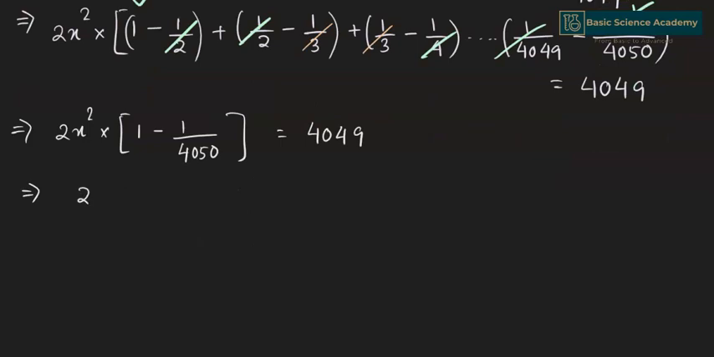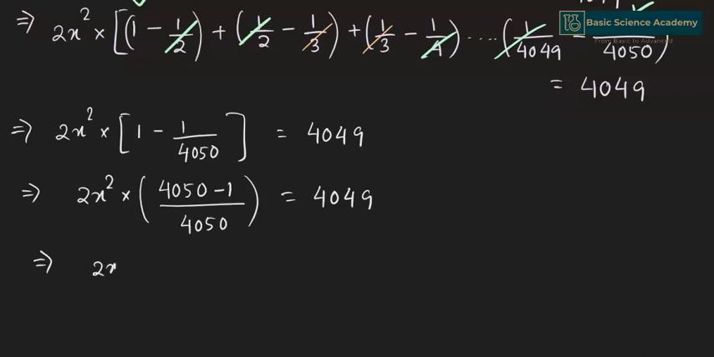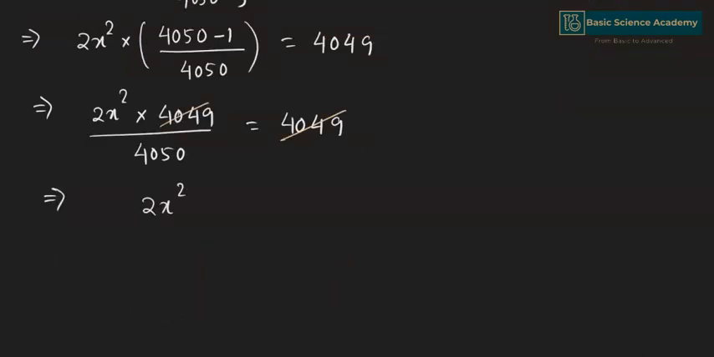This gives 2x square multiplied by this difference is equals to 4050 minus 1 divided by 4050 equals to 4049. So this gives 2x square multiplied by 4049 divided by 4050 equals to 4049. 4049 will cancel out to give 2x square equals to 4050. This gives x square equals to 4050 divided by 2, which is equals to 2025.